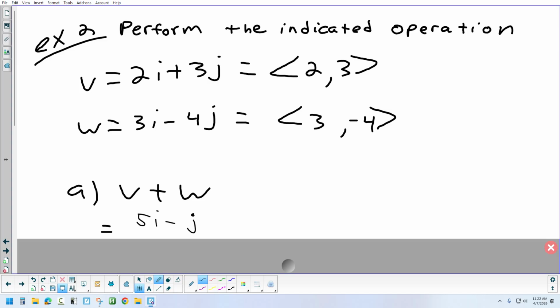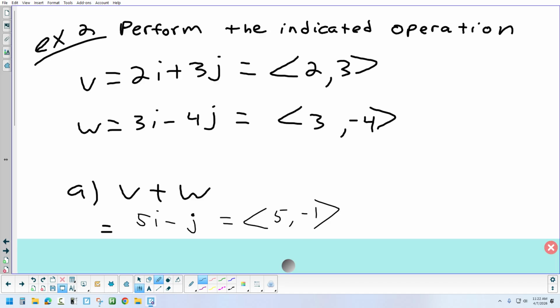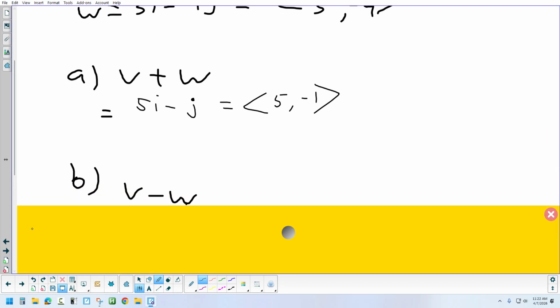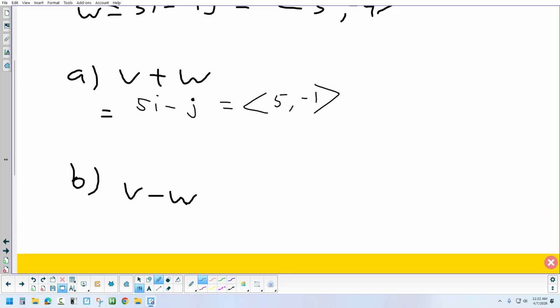Now, that's the same as, what did you say when you gave me the other notation? 2 plus 3, which is 5, and then comma, and it'll come out to be -1. That's the same thing. Unit vector notation, algebraic notation. That's just what our book calls the second one. All right, let's try v minus w.